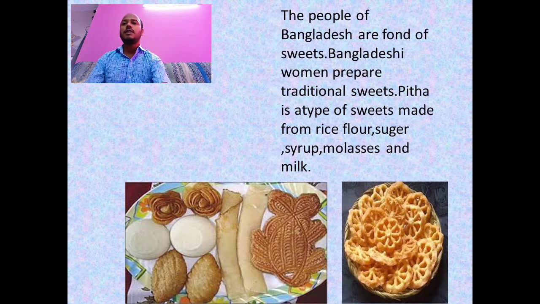So the next one is the people of Bangladesh are fond of sweets. Bangladeshi women prepare traditional sweets. Pitha is a type of sweet made from rice, flour, sugar, syrup, molasses, and milk. Here we can see some pithas made by our women in Bangladesh, and they made it from flour, that's maida, sugar, syrup, molasses, and milk. So this pitha is so much popular in our country.